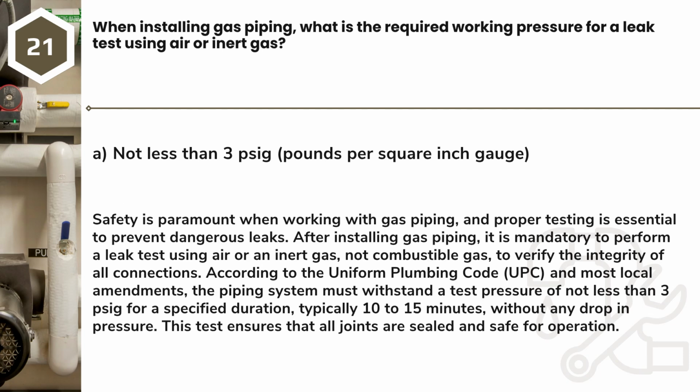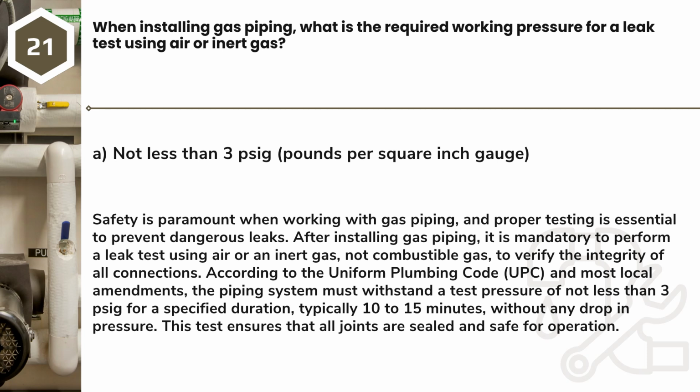Answer: A. Not less than 3 psig, pounds per square inch gauge. Safety is paramount when working with gas piping, and proper testing is essential to prevent dangerous leaks. After installing gas piping, it is mandatory to perform a leak test using air or an inert gas, not combustible gas, to verify the integrity of all connections.